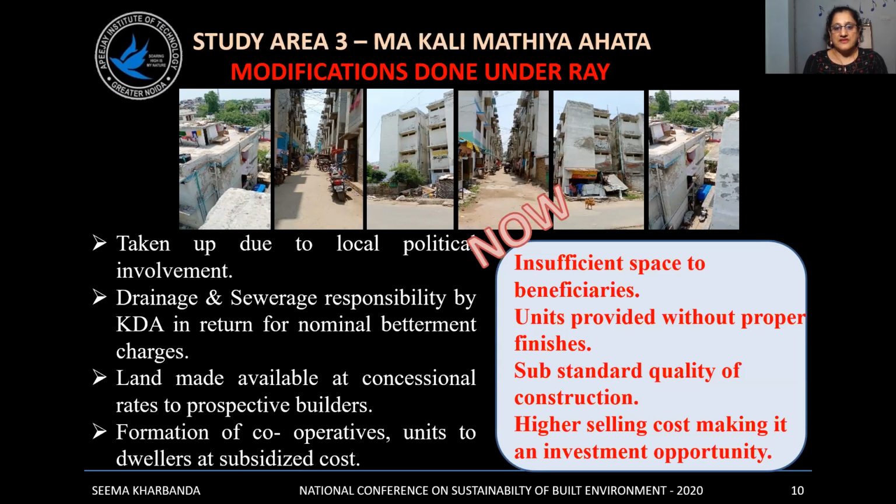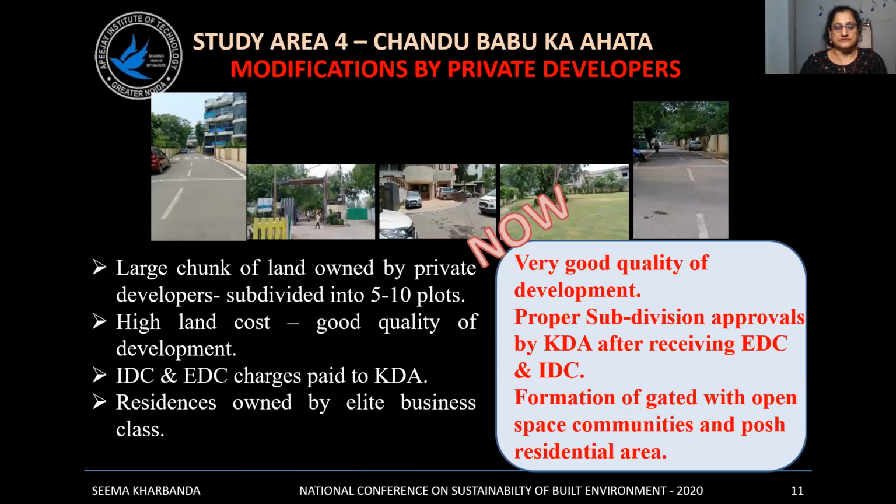But the condition over here is that the space which was made available to the beneficiaries was very little. Whether a family of 4 or a family of 10, they all got the same amount of unit space when they were allotted these units. And these units were provided to them without proper finishes, due to which they had to incur costs in finishing the whole area. Then the quality of construction was quite substandard, as we see in these photographs. And there's an investment opportunity for these dwellers because of the higher selling cost, due to which this is not a very successful attempt by the government.